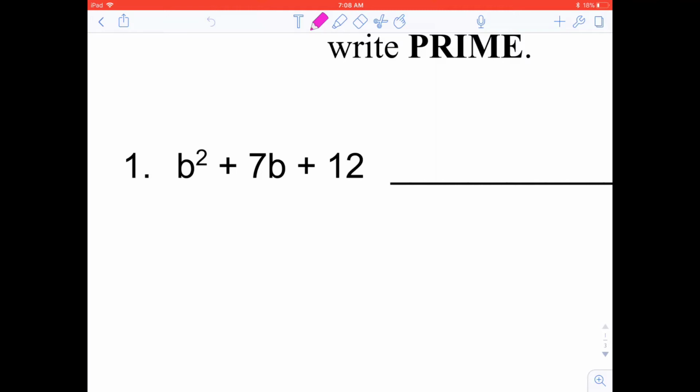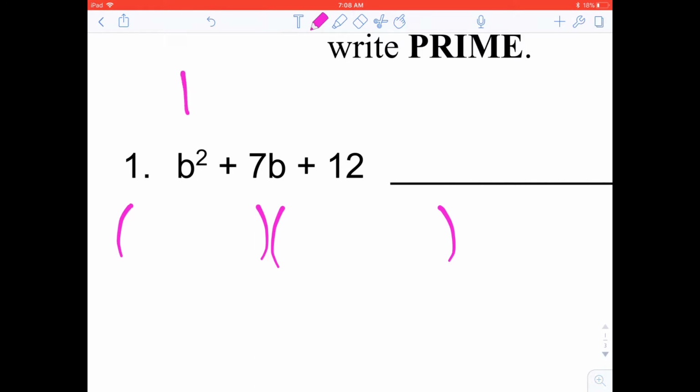In this example, we're going to talk about how to factor a trinomial. A trinomial is just simply a problem where it has three different terms. Here we have b squared plus 7b plus 12, and what we want to do is we want it to look like this.